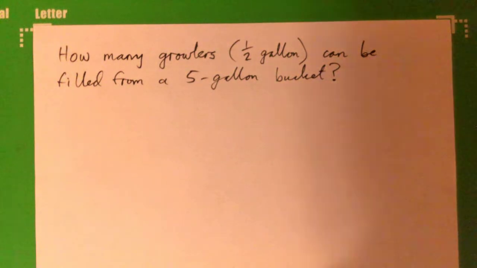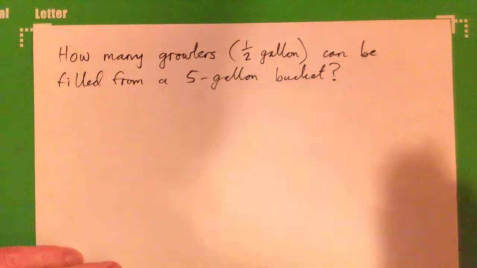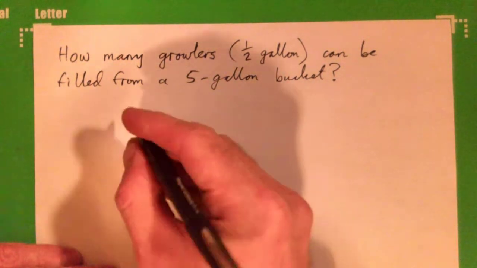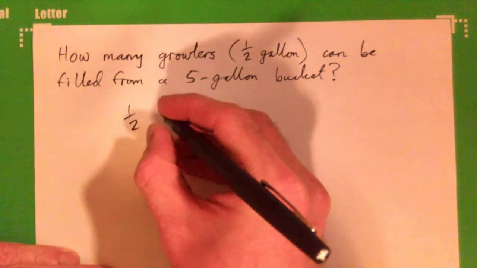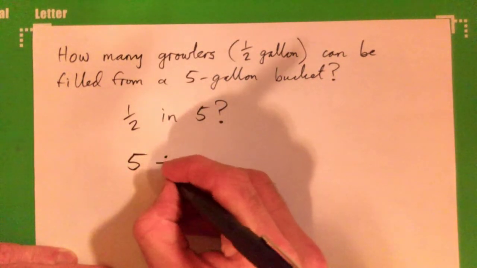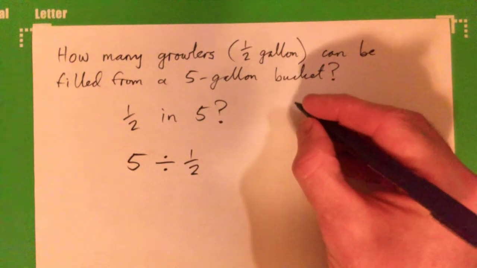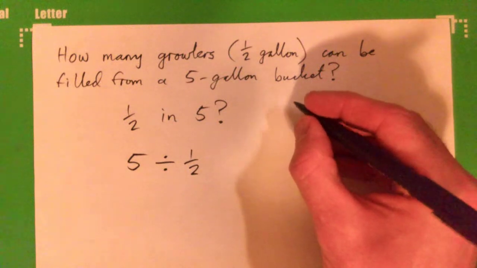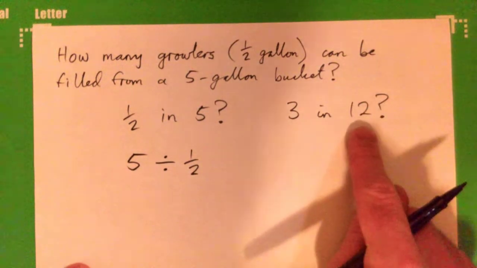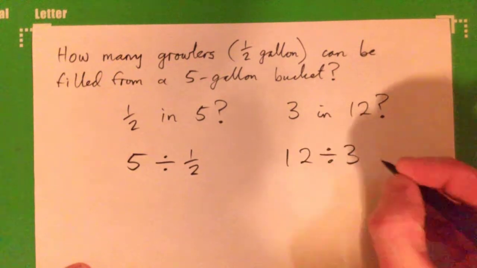Now, the mathy way to do that, let me just show you what it looks like, is you say, how many halves are contained in 5? The mathy way of writing that, believe it or not, is 5 divided by a half. Isn't that weird? But if you think about it, if I asked you how many 3s are contained in 12 anyway? 4. 4, good. And that would look like this: 12 divided by 3, wouldn't it?